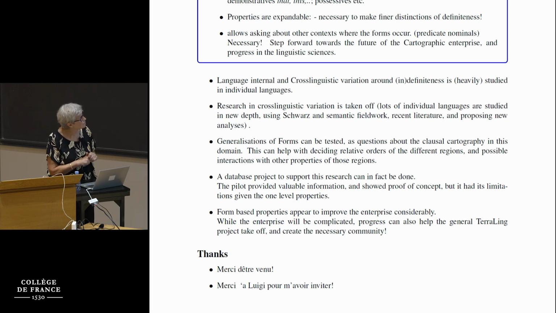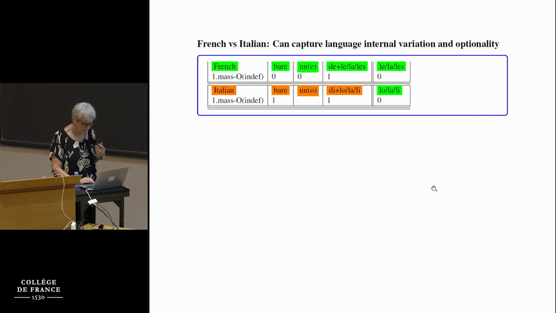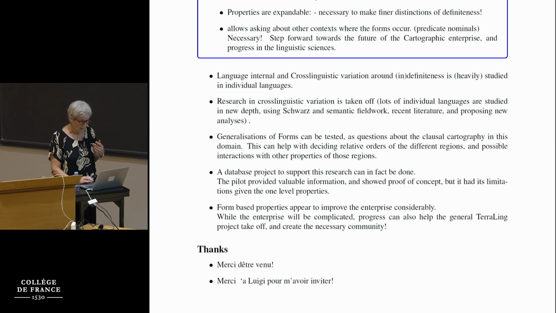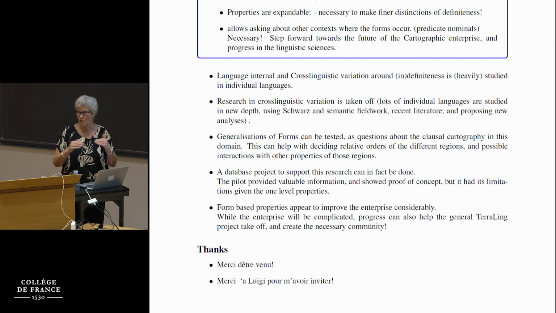So a database project to support this type of research, or theoretical research in fact, can be done and I think should be done. Well, the pilot gave us very valuable information. It showed us a proof of concept, but it had its limitation because it's just one level, and so we have to get around it without making it very complicated. So both for users who are entering these data and for people who want to use these data, that's a hindrance, right? So things have to be kind of easy to learn, to know what the structure is.